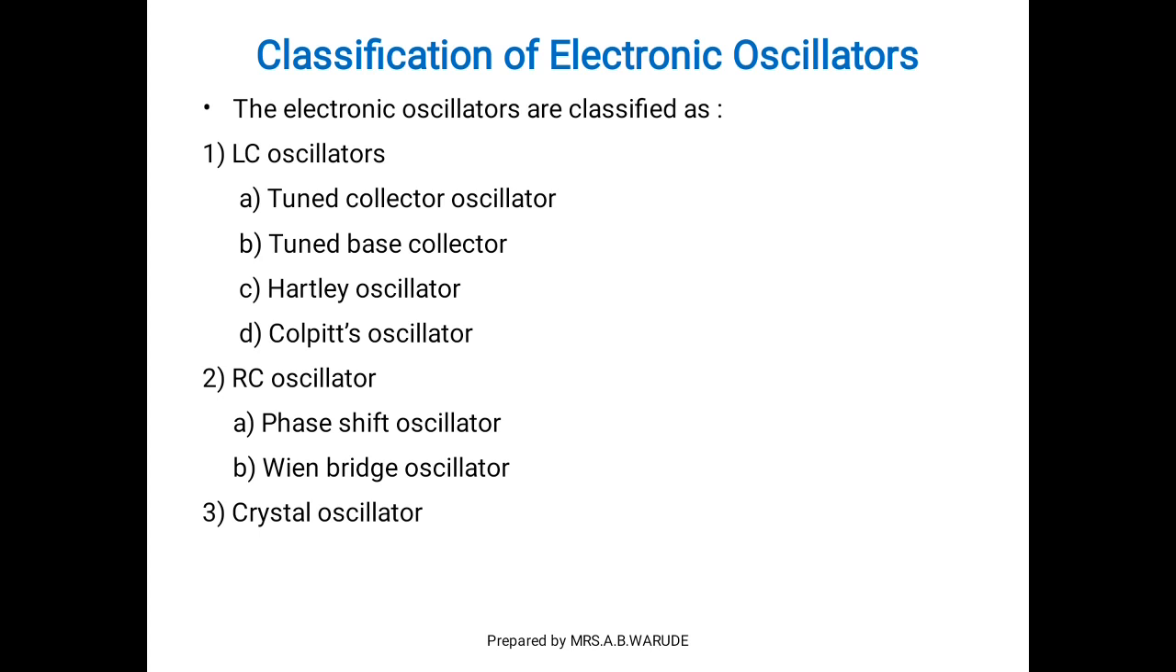This shows the classification of electronic oscillators. These electronic oscillators are mainly classified into three types. First is the LC oscillator, second is the RC oscillator, and third is the crystal oscillator. The LC oscillators are also classified into four types: first is the tuned collector oscillator, second is the tuned base oscillator, third is the Hartley oscillator, and fourth is the Colpitts oscillator. The RC oscillators are classified into two types: first is the phase shift oscillator and second is the Wien bridge oscillator.